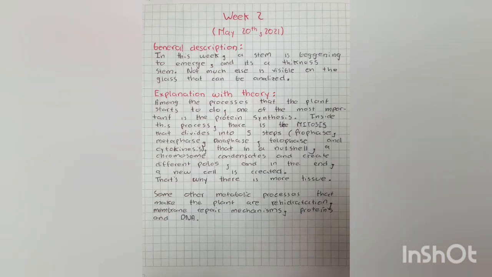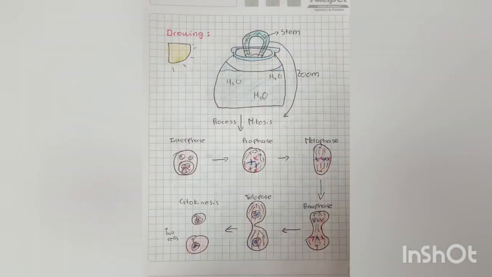In the second week, that is May the 20th of 2021, we can see that the stem is beginning to emerge and it is a thick stem. Mucilage is visible on the glass, which can be analyzed in the explanation with theory. Among the processes that the plant starts to do, one of the most important is protein synthesis, and inside this process there is mitosis, which you can see in the drawing.